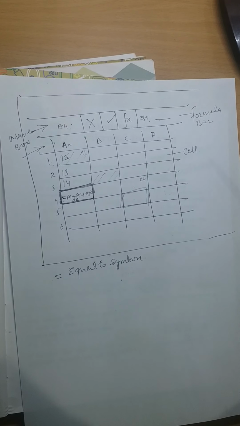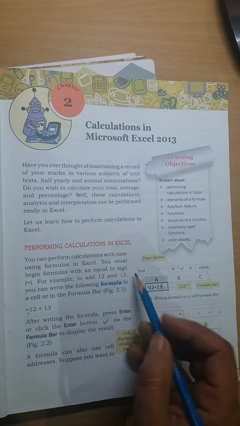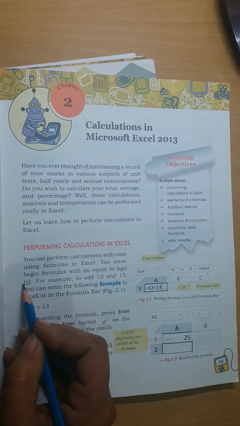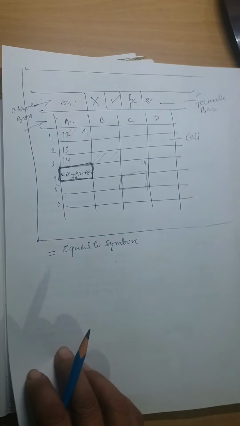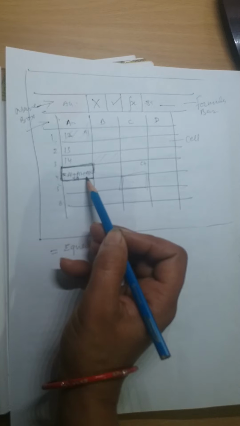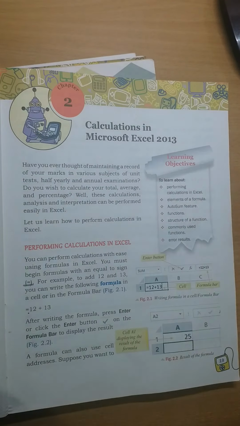Okay. Now we will start our topic, performing calculation in Excel. To perform calculation in Excel, we have to write some formulas. Every formula in Excel will begin with an equal to symbol. Means whatever you are going to write, first of all you have to write an equal to sign and then you can write the formula. Then you can design the formula. So every formula in Excel begins with an equal to symbol.